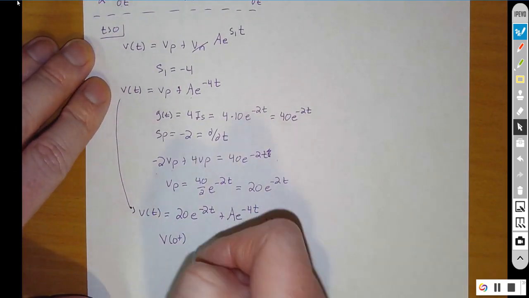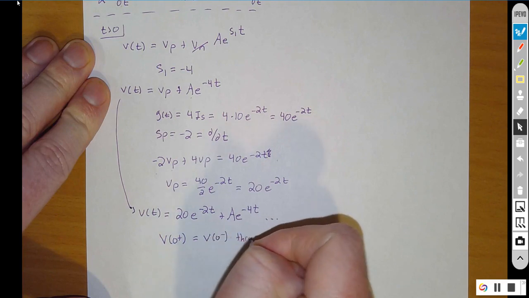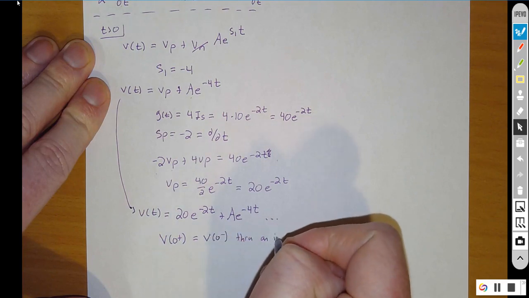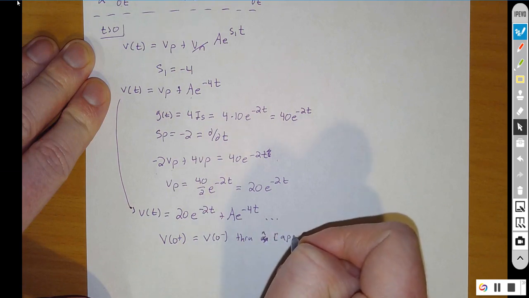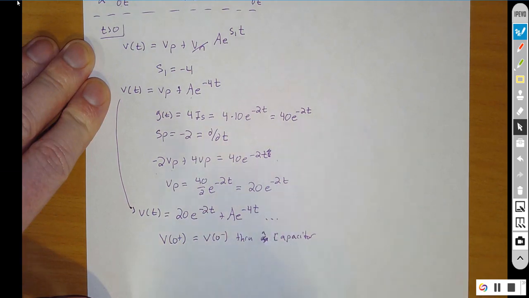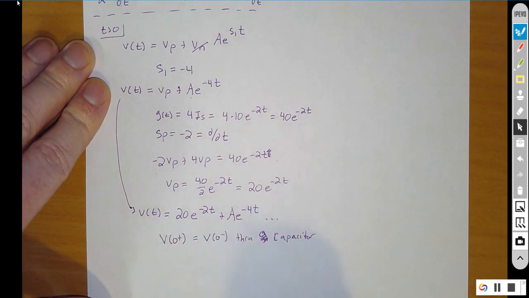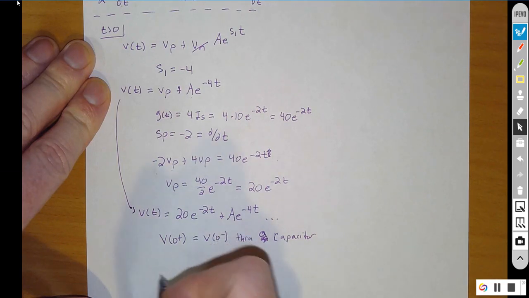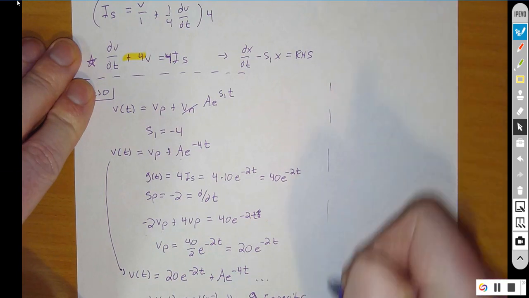So v of 0 plus is equal to v of 0 minus through a capacitor, not an inductor. So we are working through a capacitor. Okay. So V of 0 minus, if I can find that, then I know V of 0 plus. V of 0 minus, we can do that. I'll do that over here on the right, just kind of off to the side.